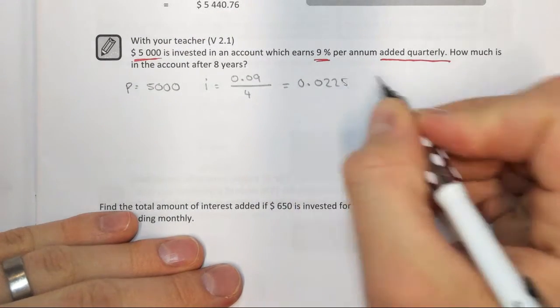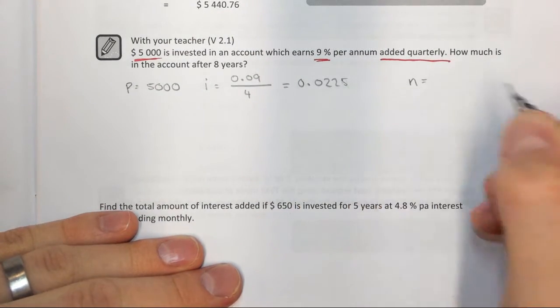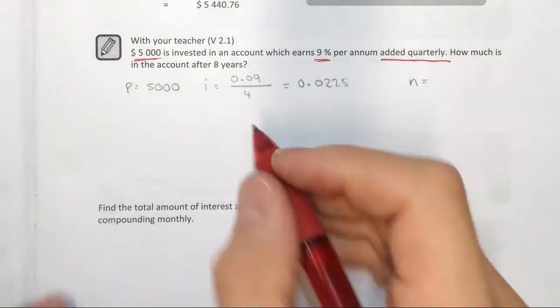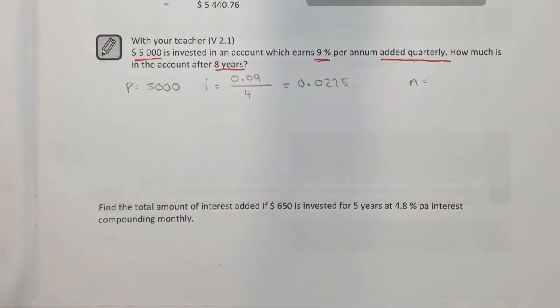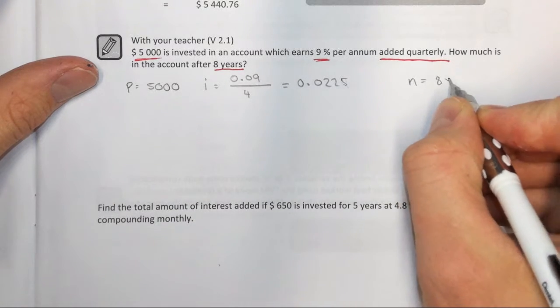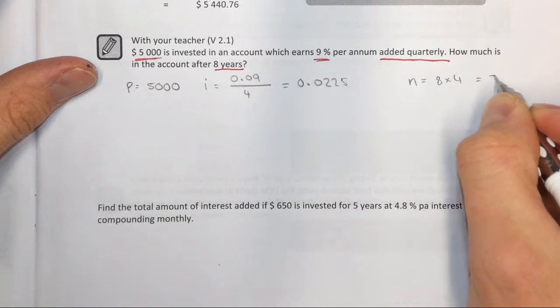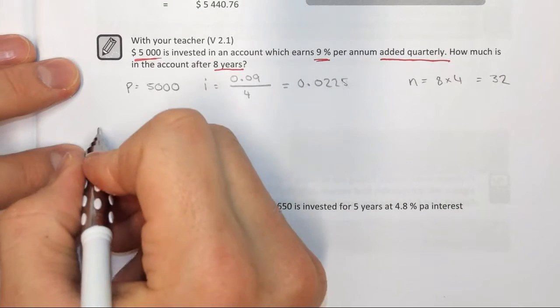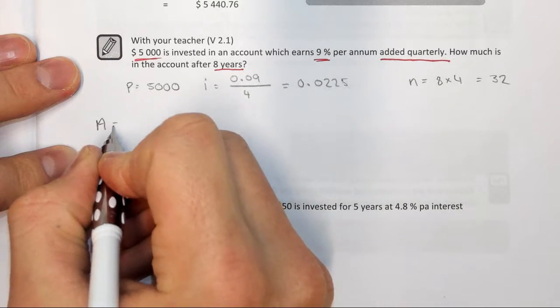The last thing is N. How am I going to work out how many interest periods there are? What information am I going to use? We know that there's 8 years, which is good. What are we going to do here? Sophie Brown? 8 times 4, 8 years, times 4 times a year makes 32 periods. Excellent.